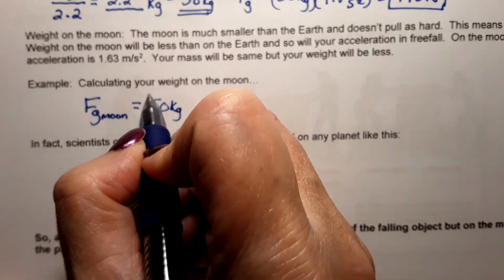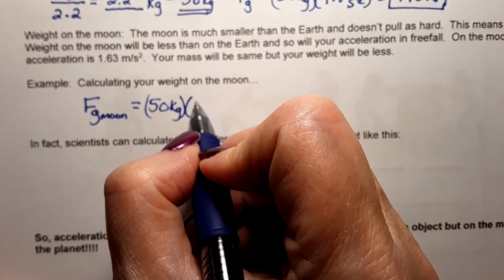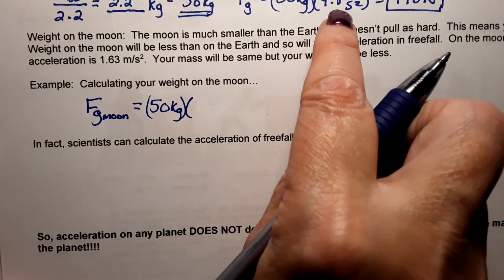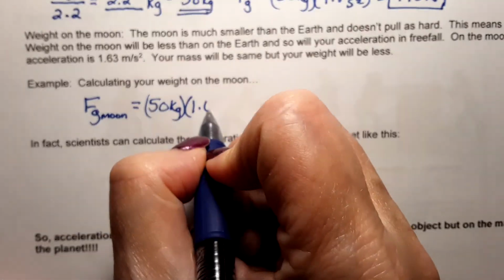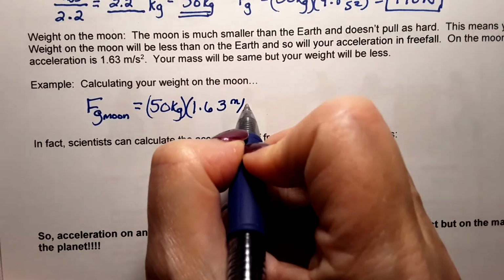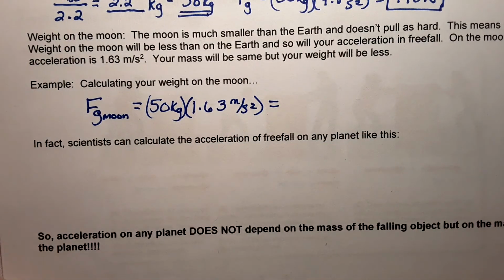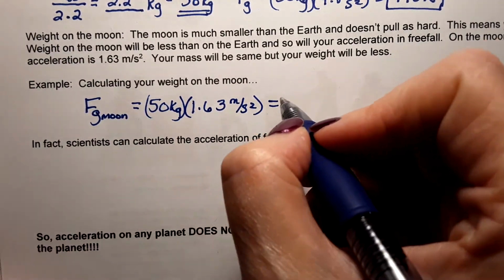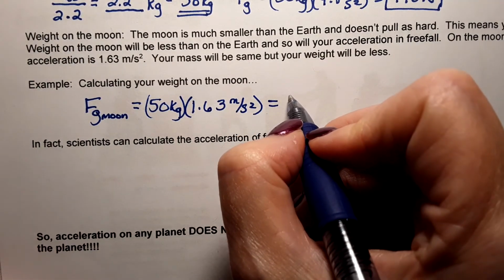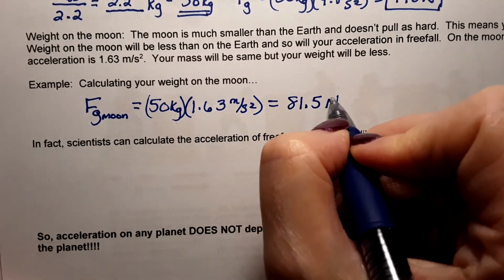And this one's 50. You use whatever you got for your mass. Multiply now, not by 9.8, because that's only on Earth. On the moon, the acceleration is 1.63 meters per second squared. So if you multiply your mass by that, you're going to get whatever you get on your calculator for yours. For this one, it's 81.5 newtons.